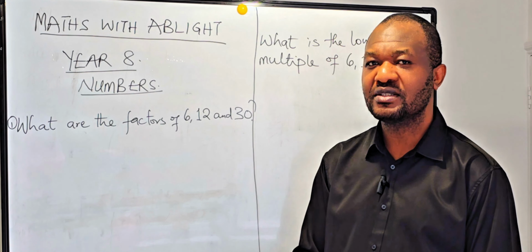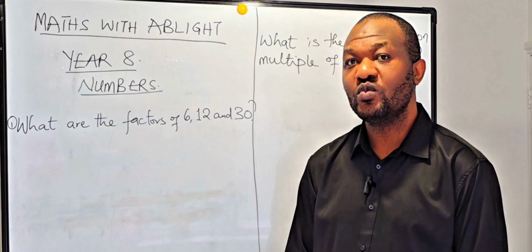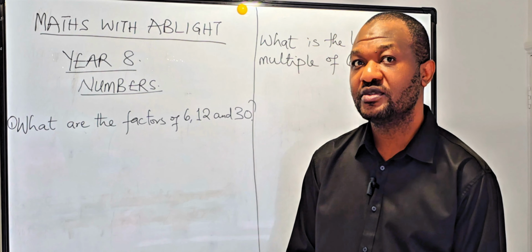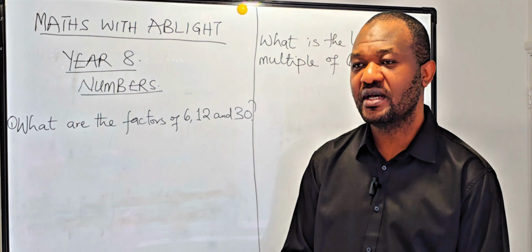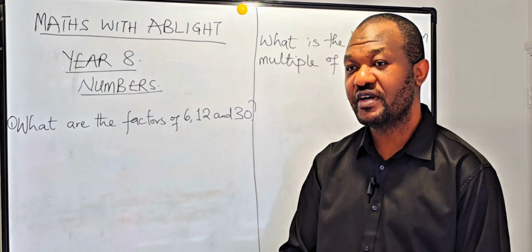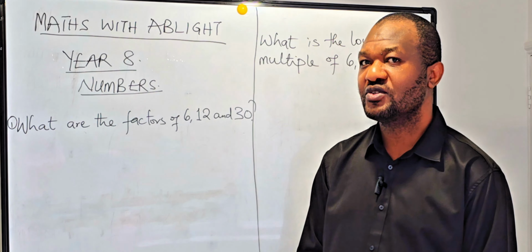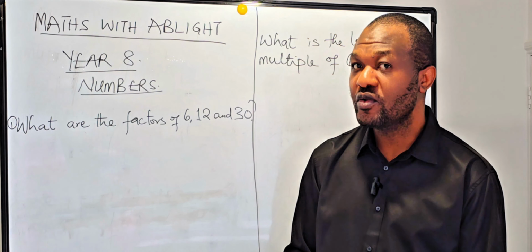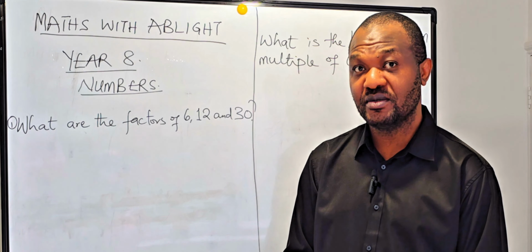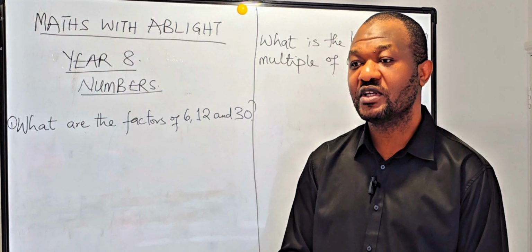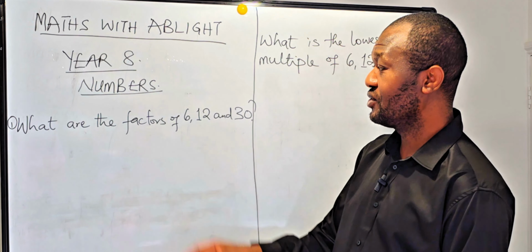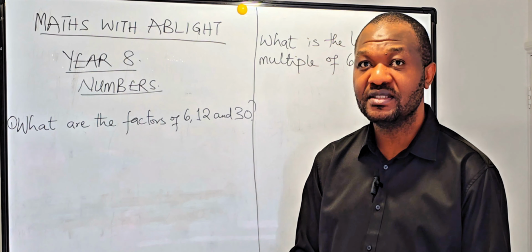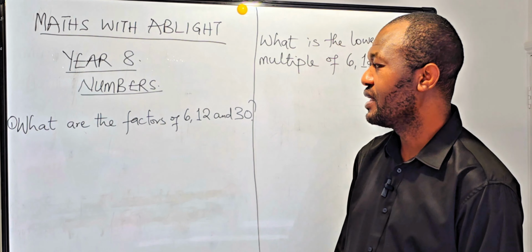If, for instance, you're asked to name the factors of 4, you'll be naming 1 because 4 can divide 1 without a remainder. You'll be calling 2, 4 can divide 2 without a remainder. And you call 4, 4 can divide 4 without a remainder. So the factors of 4 will give you 1, 2, and 4. You cannot call 3 because 4 divide 3 will have a remainder, will give you 1 remainder 1. So factors are those numbers that can go into another bigger number, divide it easily without a remainder.